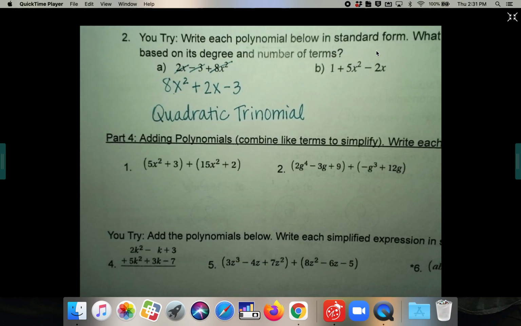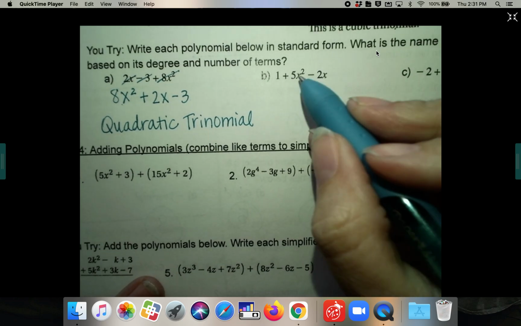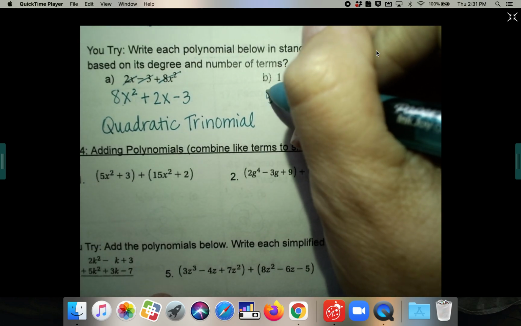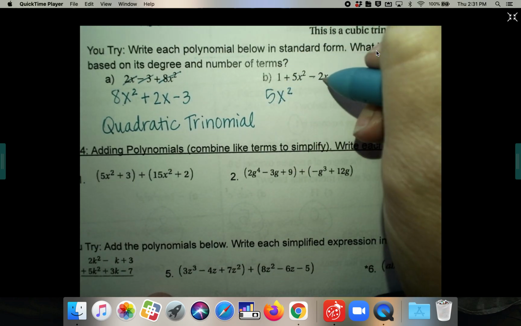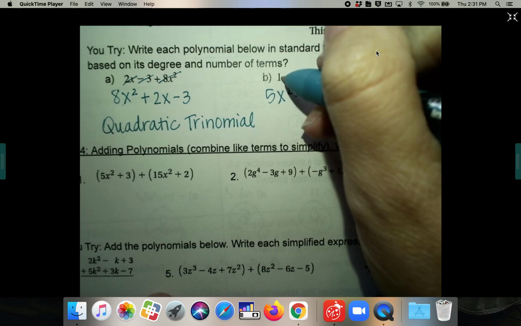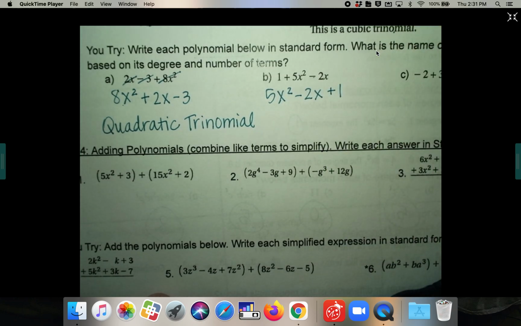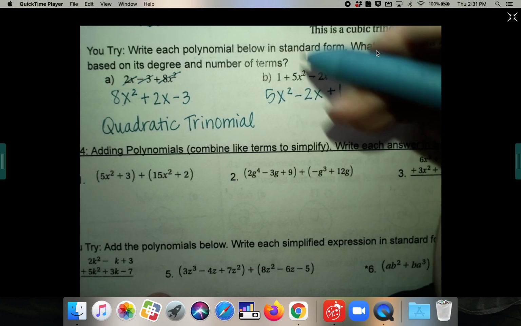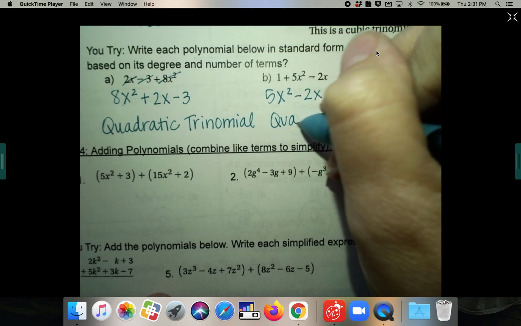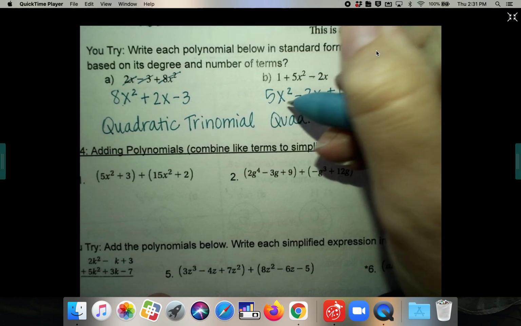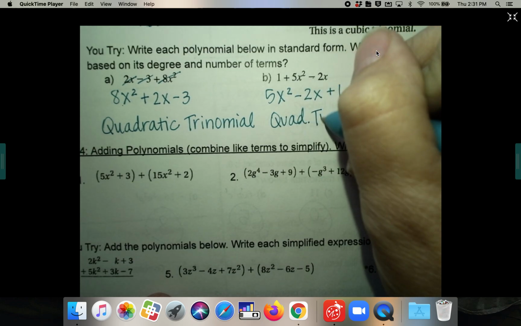Okay. The next one, let's put it in standard form. So the 5x squared is going to come first. The minus 2x is going to be next, and then that's a positive 1, so I'm going to make it a plus 1. And once again, it's going to be a quadratic. I'm going to abbreviate this so I don't run out of room. And 3 different terms makes it a trinomial.